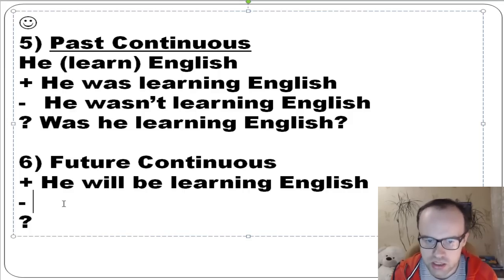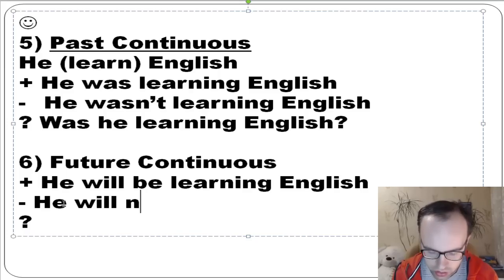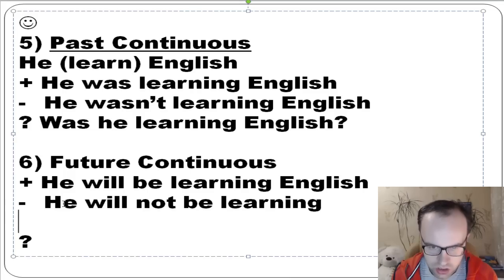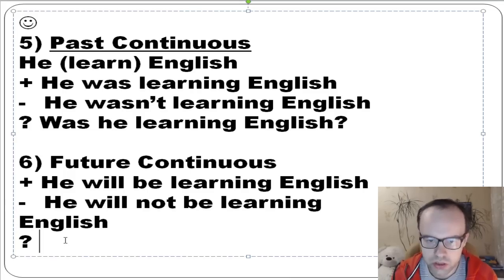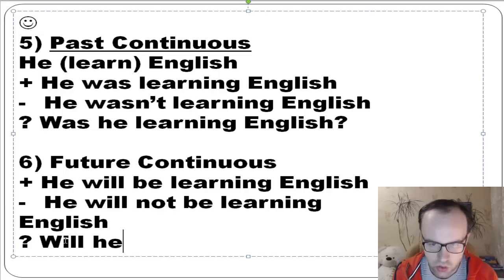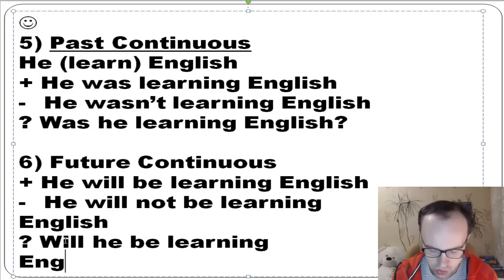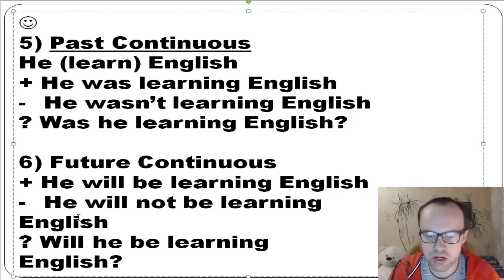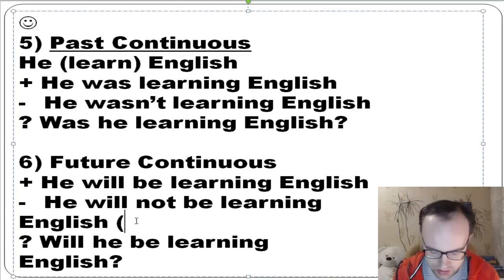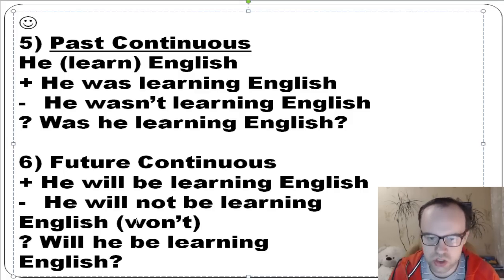What about a negative form? Here you use will not. He will not be learning English, and you want to ask a question. You put will in the beginning and you say will he be learning English? Or you can also say he won't be learning English.